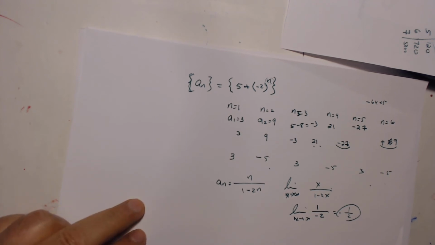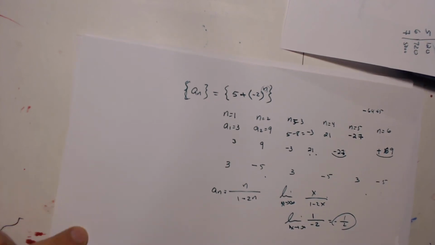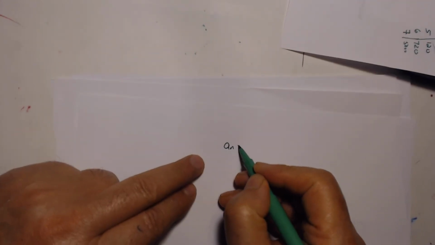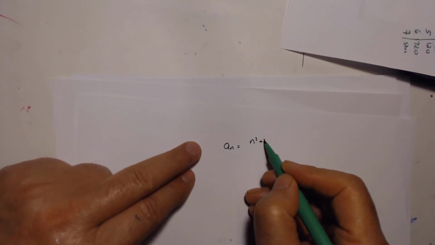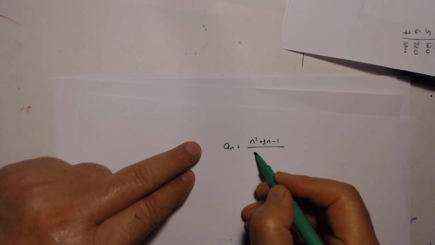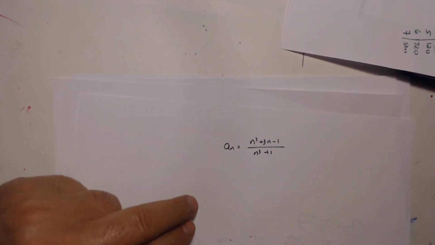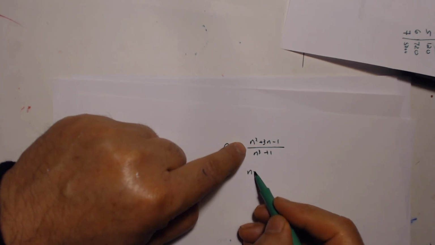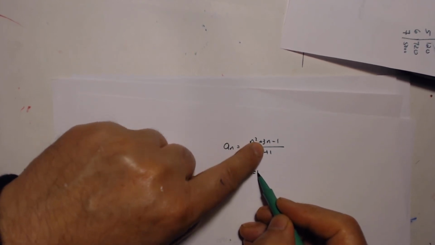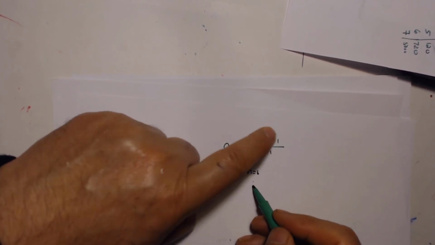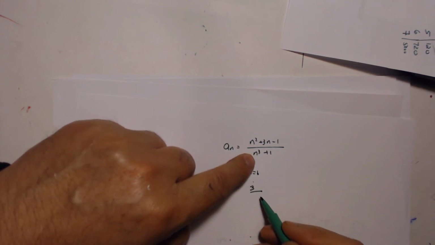Also, I want you to understand one thing. There are certain sequences like h of n equal to n squared plus 3n minus 1 over n cubed plus 1. What happens when n is 1? You have 4 minus 1 is a 3, over 2.